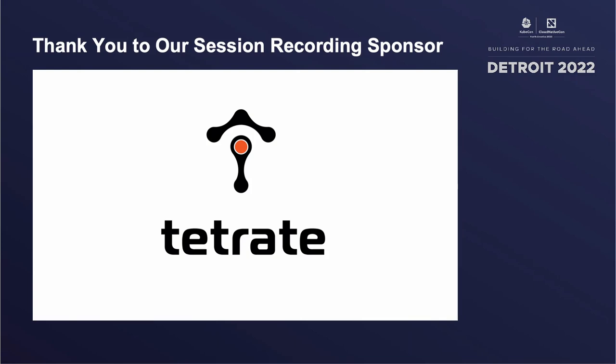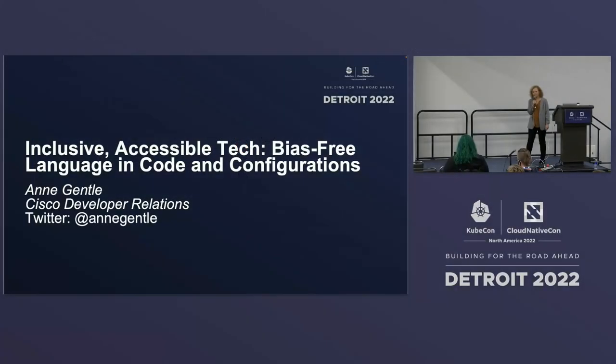Give yourself a hand. But yeah, I'm here to talk about inclusive, accessible tech. I almost combined those two words. But I wanted to talk about how we do this work. How do you get to bias-free language? How do you get to that all the way into your code and configurations?